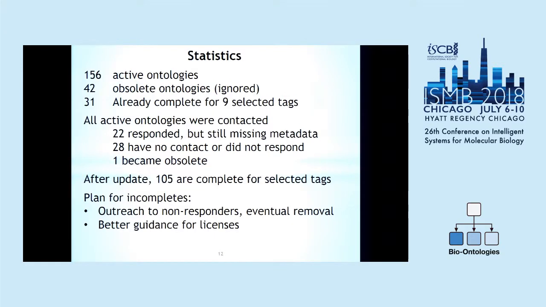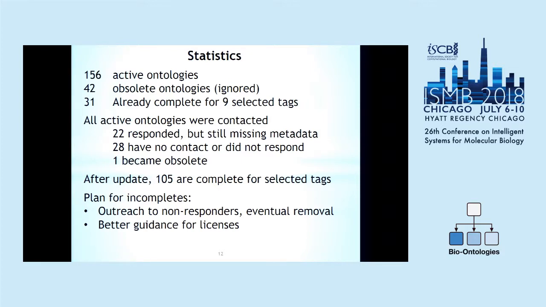And then just some overall statistics. So we started with 156 active ontologies, and 42 were obsolete from the beginning, and we totally ignored those. 31 already had each of these 9 tags and had something there, but we went ahead and contacted them all, because just because there was an email listed doesn't mean it still works. And in the end, 22 tried to complete but couldn't fill out all of the needed metadata. 28 had no response whatsoever, or their email address didn't work, and one of them became obsolete through the process.